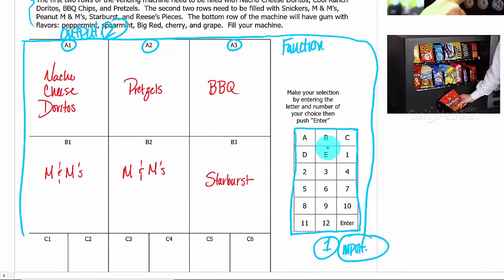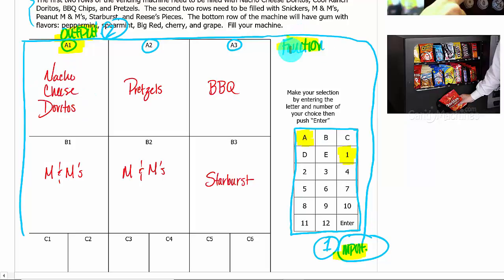So I walk up, put my money in, and I've got this keypad. I want nacho cheese Doritos, so to get nacho cheese Doritos, I'm going to press A1. Why am I pressing A1? Because it matches the particular snack that I want out. So if I press A1, my input, I get out my output, which is nacho cheese Doritos. I get exactly what I expect. I don't press A1 and then get a Starburst. That's B3. So this input picks out exactly one output of the specific snack that I'm looking for.